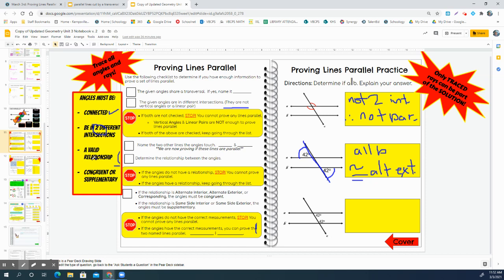So I'll update that. So what if we looked at this third example? And I'm going to zoom in here so we can see it a little more clearly. How does our third example work?